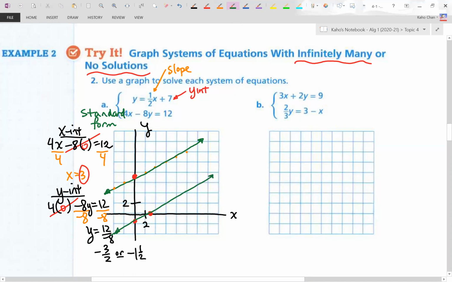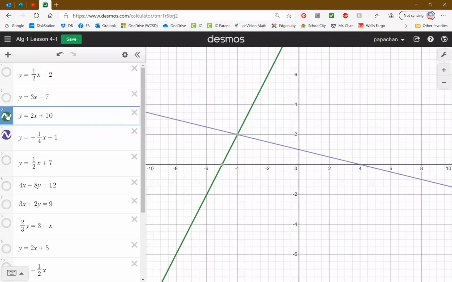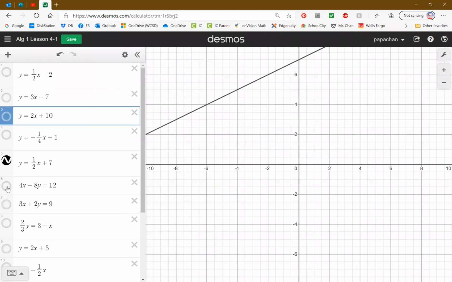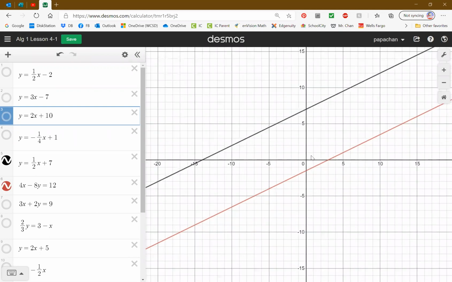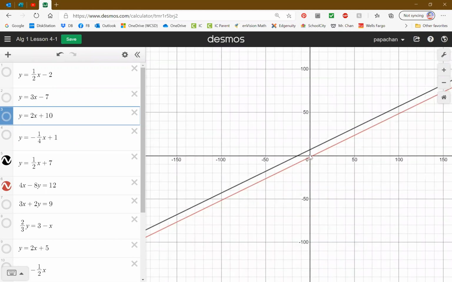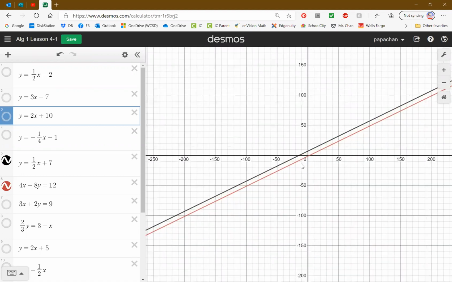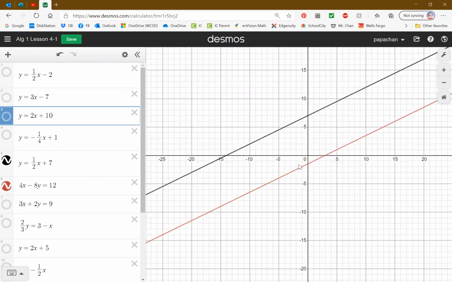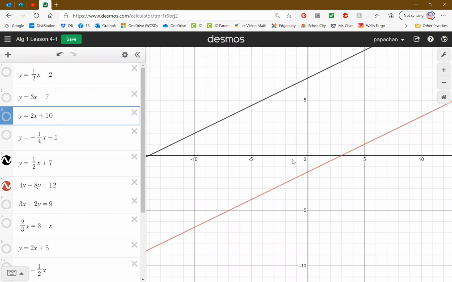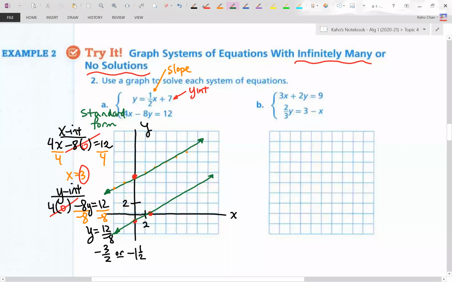In fact, I'm going to go ahead and invoke Desmos and see what they say for example 2a. So here we go. First line, second, oh, there it is. No matter how far I zoom out or zoom in, they look like they do not intersect at all. They are definitely parallel. All right, very cool. So in this case, if they're parallel, they'll never cross, which means there is no solution.